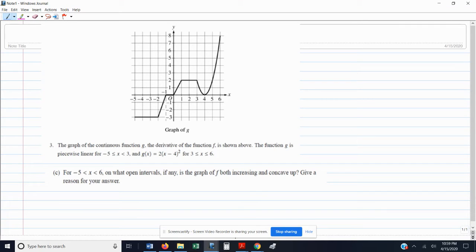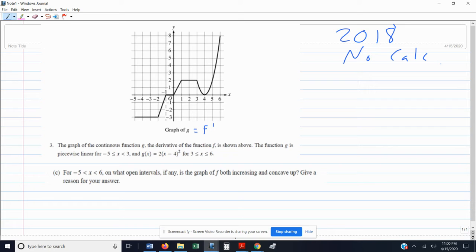Hey everyone, this is number 3 from the 2018 pre-response exam. This is the no calculator section, and this question tells us that the graph of the continuous function g, which is the derivative of f, is shown above. The function g is piecewise linear from -5 to 3, and then g of x is equal to 2 times the quantity x minus 4 squared from 3 to 6.